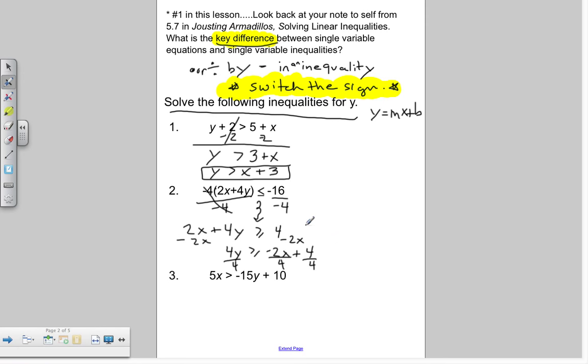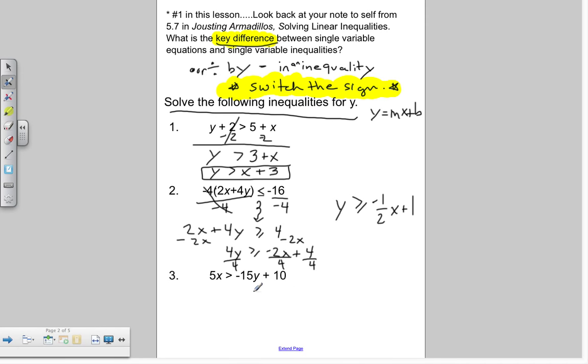My final inequality, this was actually a hard problem, and it may be exactly in your problem set, so you can try it. This answer will be y is greater than or equal to negative 2/4 becomes 1/2 x plus 1. Phew, that was a long one.